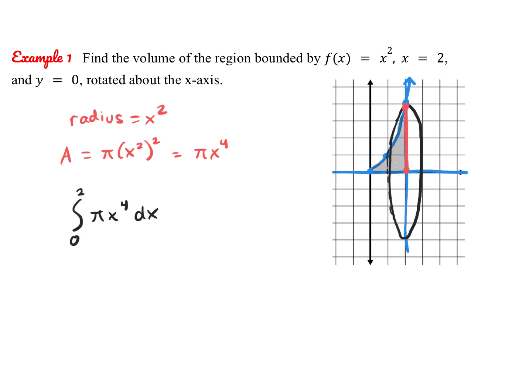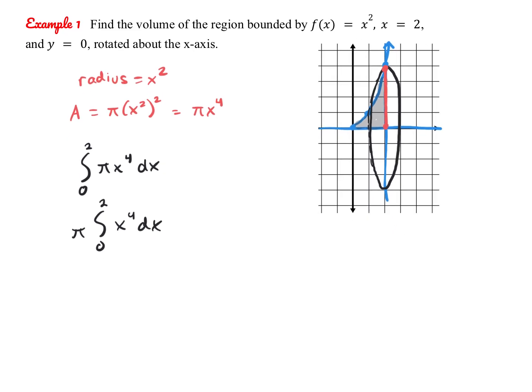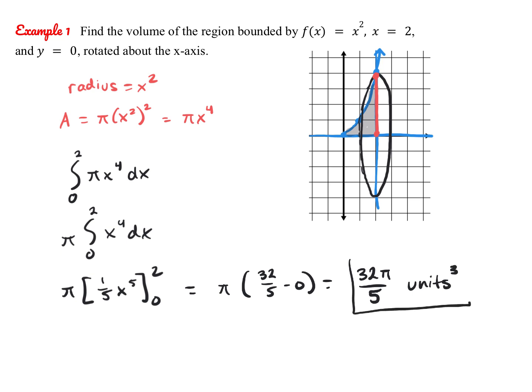Once we have our integral set up, the rest is just plugging through it. I'm going to pull out my constant like this, and we can find our antiderivative: pi times 1/5 x to the fifth evaluated from 0 to 2. So here, pi times 32/5 minus 0, so 32 pi over 5. And we will want to make sure to say units cubed or cubic units.